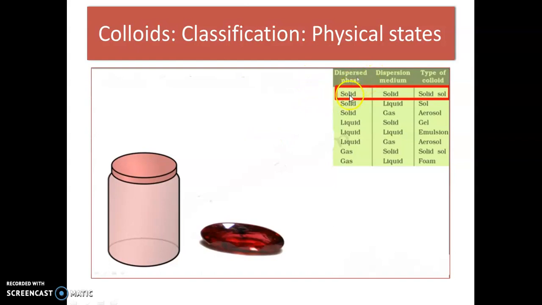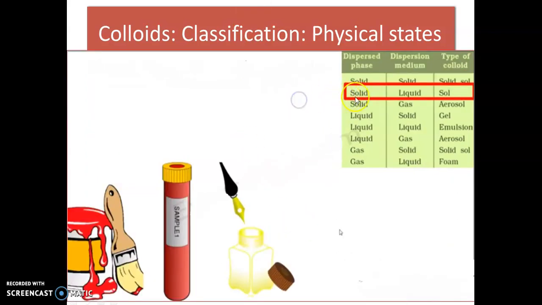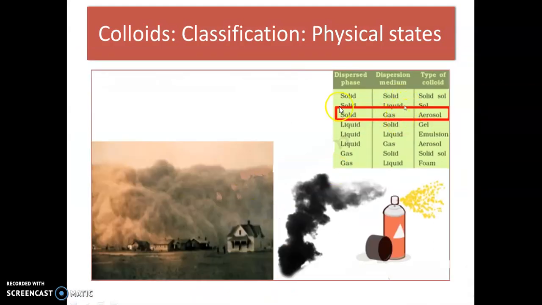So we will start from the classification based on the physical state. If dispersed phase is solid and dispersion medium is solid, then the colloidal form will be solid sol, and an example we can take is gem, gemstones. Next is solid in liquid. When dispersion medium is liquid and dispersed phase is solid, that type of colloid is known as sol, and examples are blood, ink and paint. Next is solid in gas. When dispersed phase is solid and dispersion medium is gas, that type of colloid is known as aerosol, and an example is smoke.